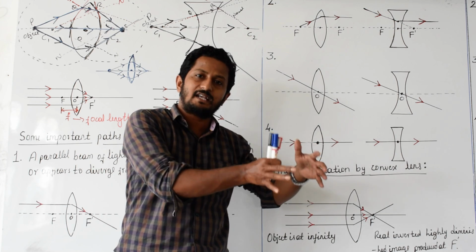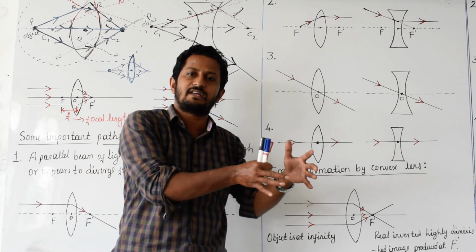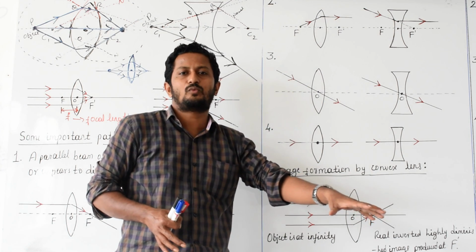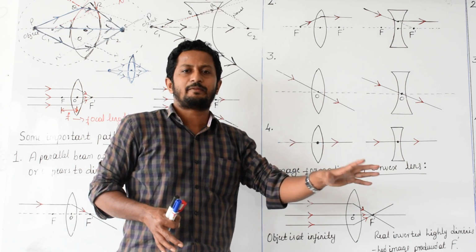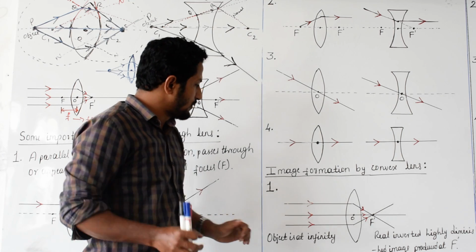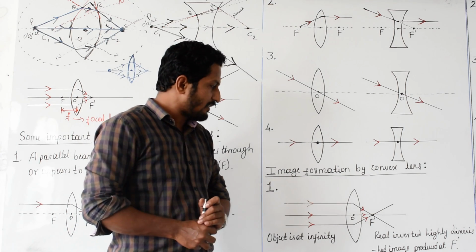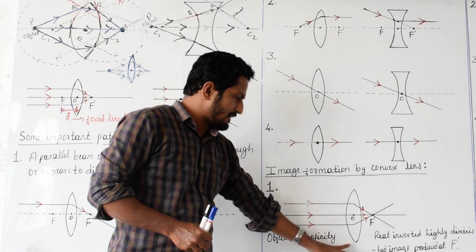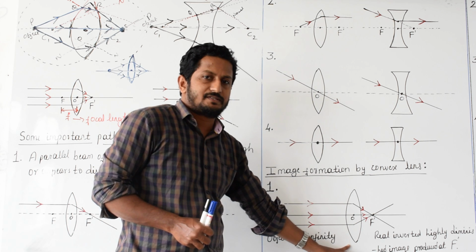Okay, it is practically or physically going to be there. Virtual means we can see, but physically it is not going to be present there. Look here, first one. Now, see here, I have taken a convex lens.